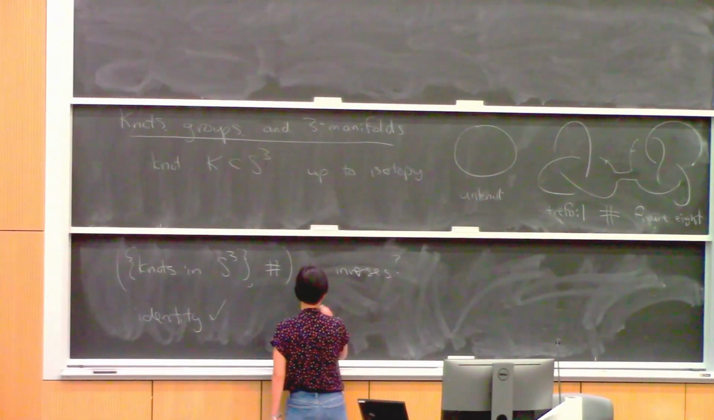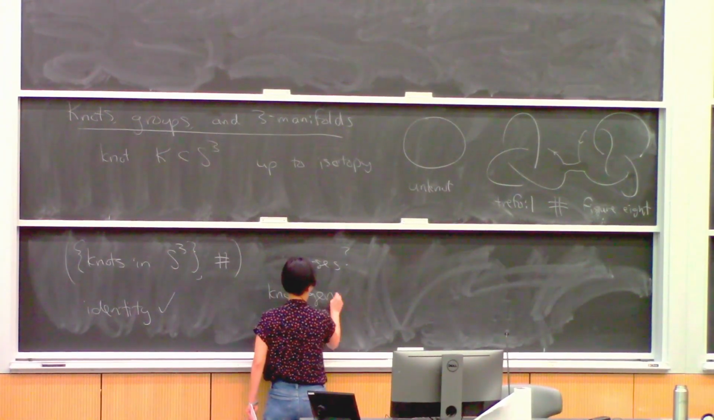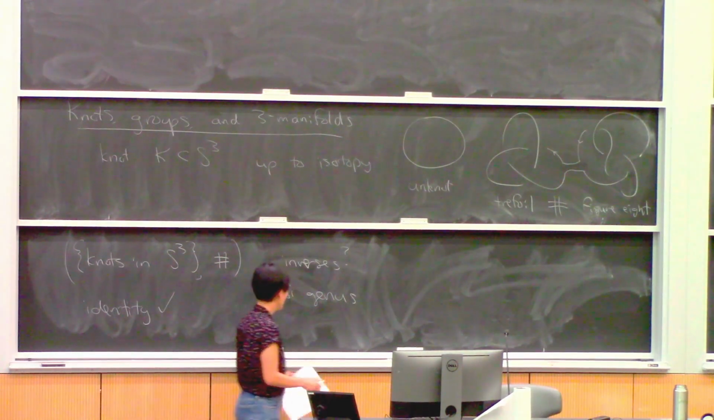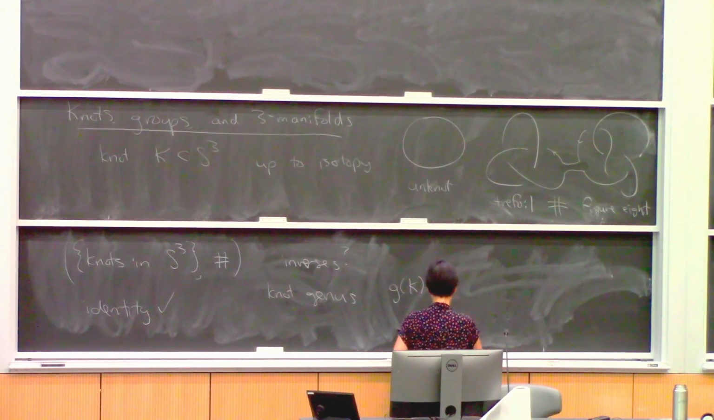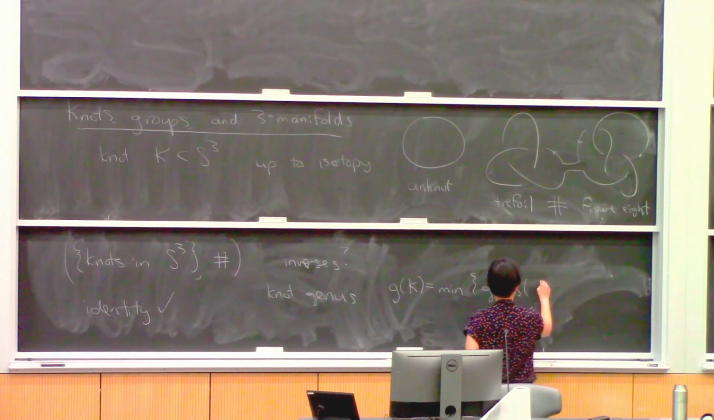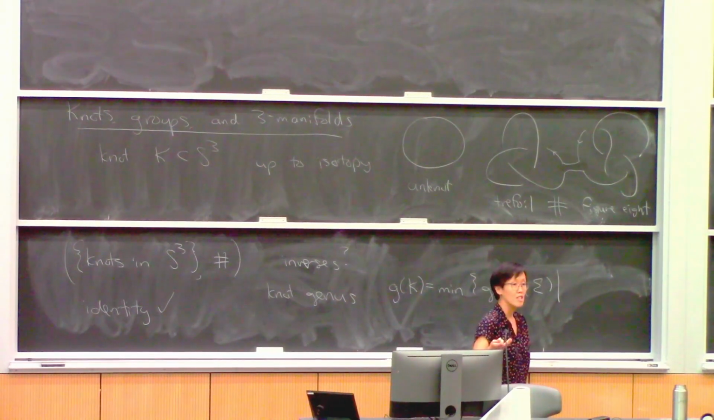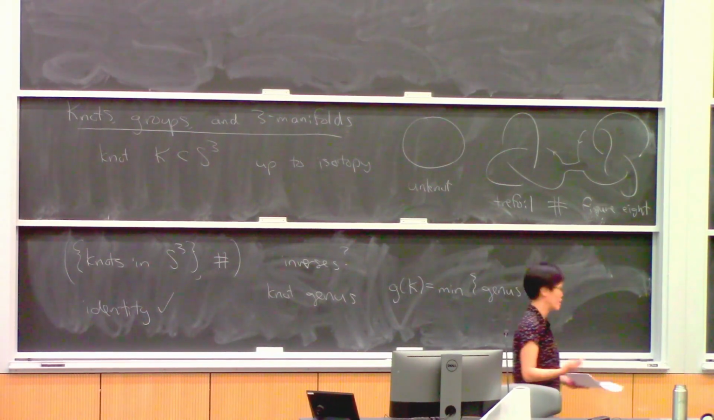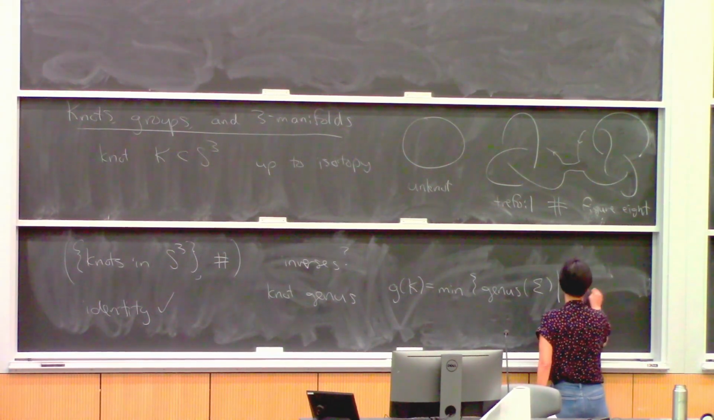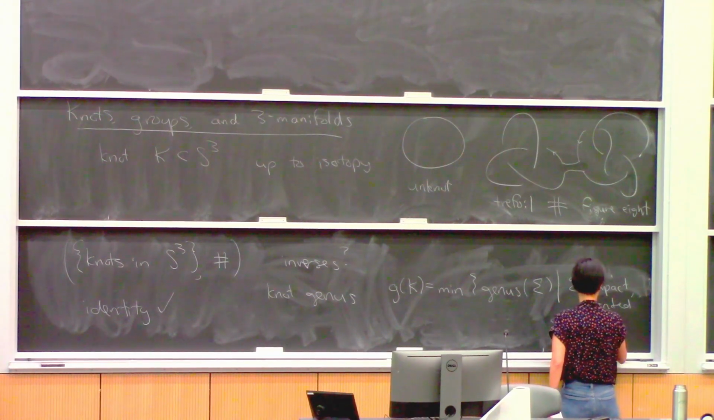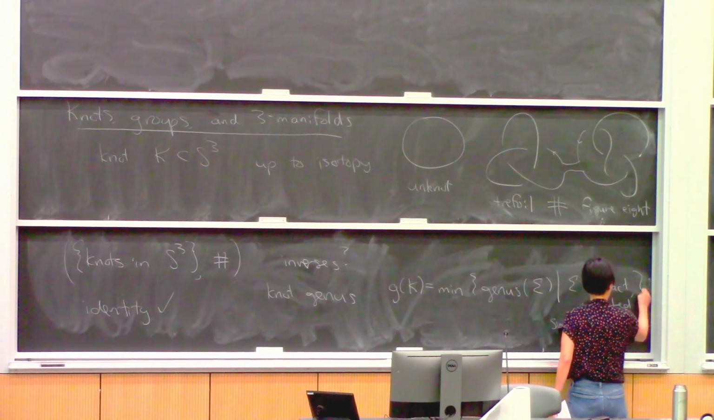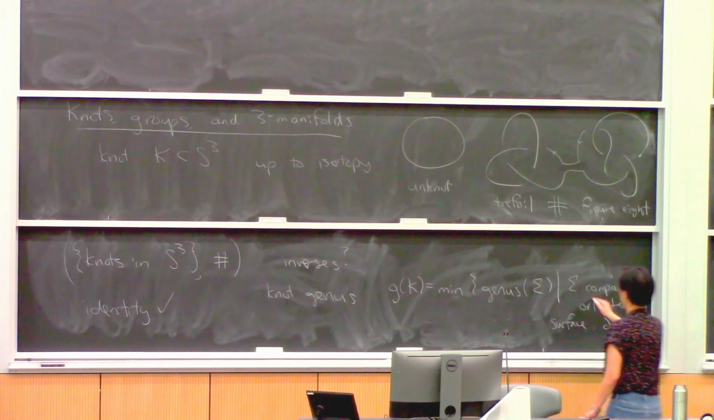All right. So there's something called knot genus. This is the genus of a knot. It's the minimum over the genus of all surfaces sigma, such that sigma is what's called a Seifert surface for K. So what does that mean? That means that sigma is a compact oriented surface such that the boundary of sigma is K. So it's called a Seifert surface.